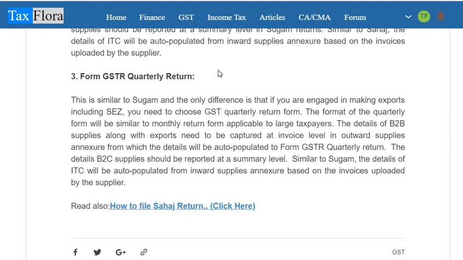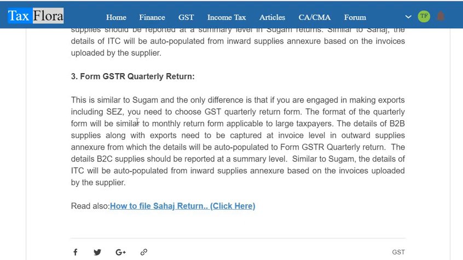That means you have to add all the B2B invoices separately and all the exports and SEZ exports you have to show separately. And apart from that, all the input credit you can claim here, and missing invoices as I explained you cannot claim. And for that, if you want to claim, you can modify monthly return. We'll see line by line. This is similar to Sugam, and the only difference is that if you are engaged in making exports including SEZ, you need to choose GST quarterly return form.